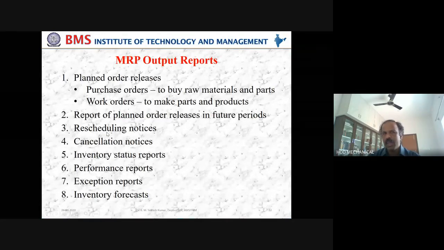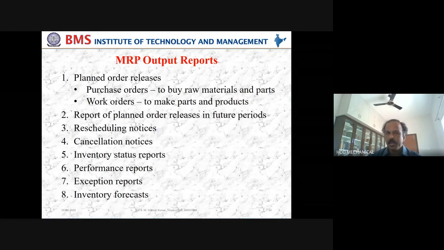Okay, you give the reschedule notices to the vendor saying that you please supply the material in advance. Okay, that is one time. There might be another way also, the negative thing also. So suddenly there is a requirement, suddenly there is a drop in the requirement.